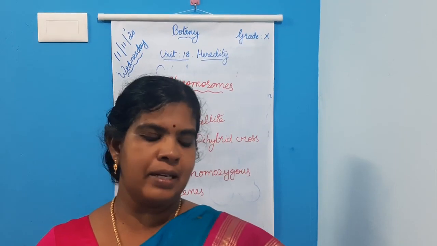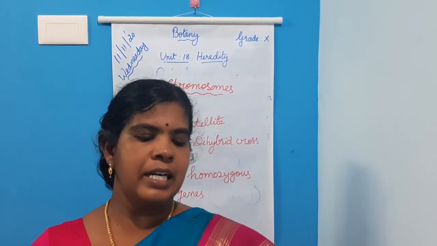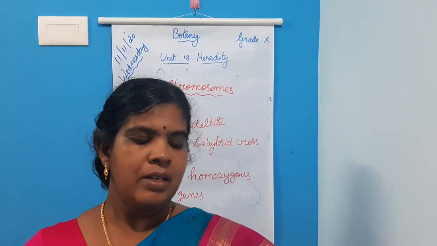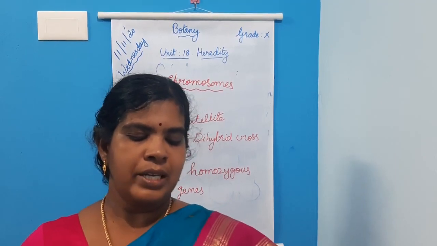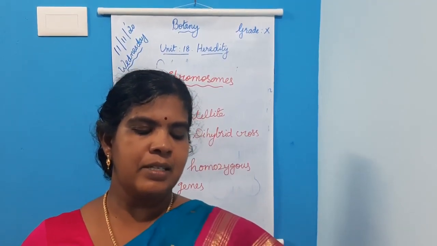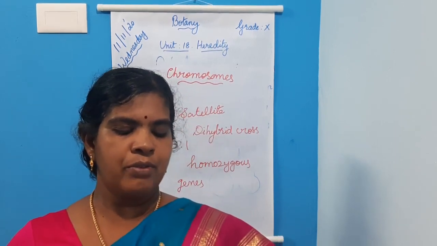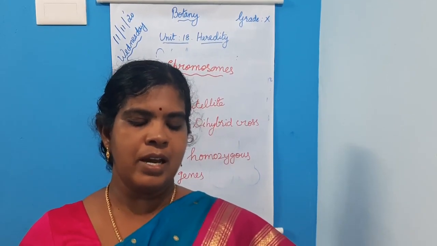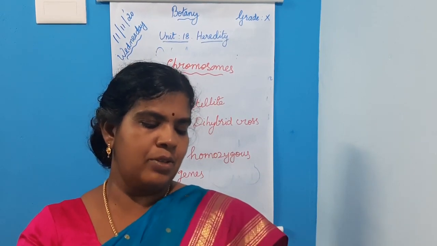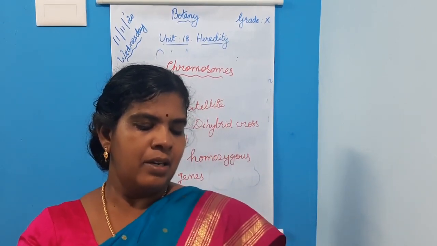Then come to the next paragraph. In the F2 generation, 3 different types were obtained: tall homozygous, capital T capital T, 1; tall heterozygous, capital T small t, 2; dwarf homozygous, small t small t, 1. Up to that you mark it. Then question number 7.